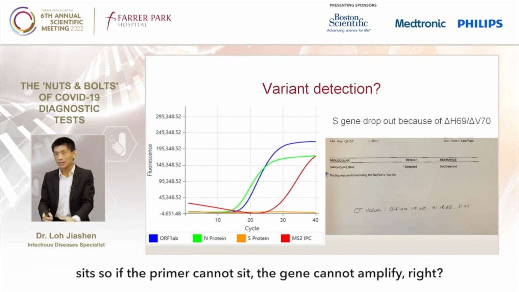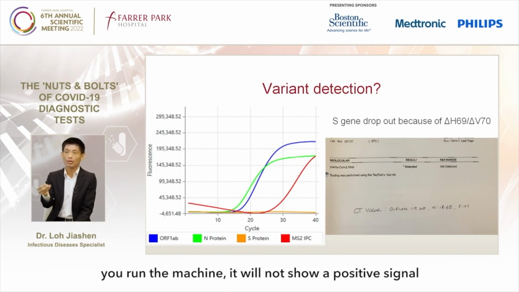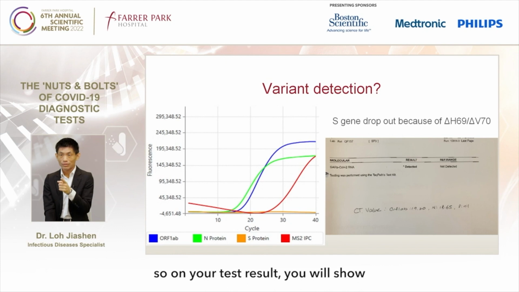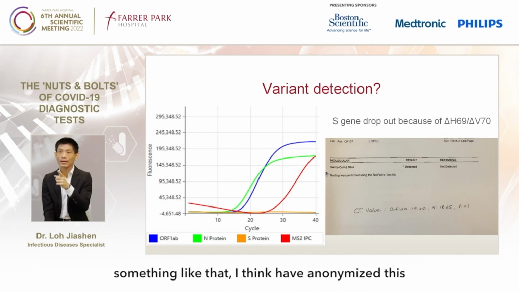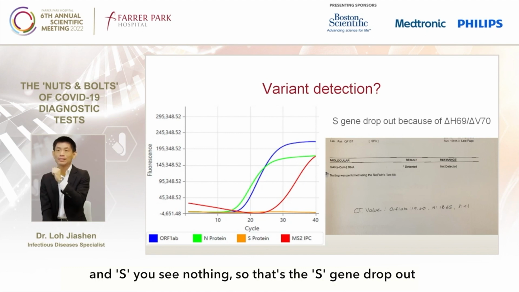S couldn't amplify because there is a mutation at the place where the primer sits. If the primer cannot sit, the gene cannot amplify. If the gene cannot amplify, no matter how many times you run the machine, it will not show a positive signal. So on your test result, you will see something like this. I think I've anonymized this. You see ORF, you see a number, N you see a number, and S you see nothing. So that's the S gene dropout.